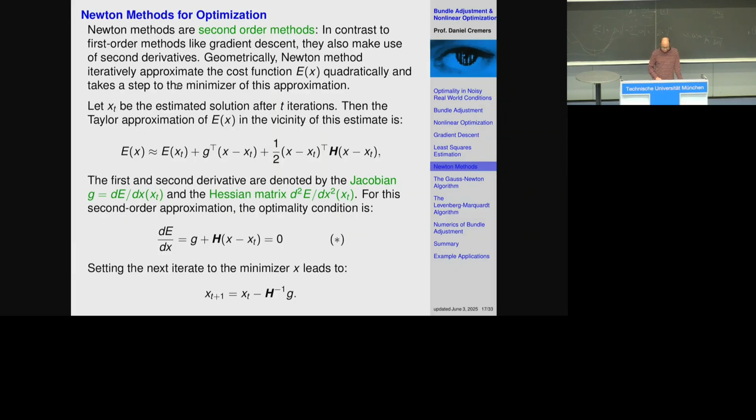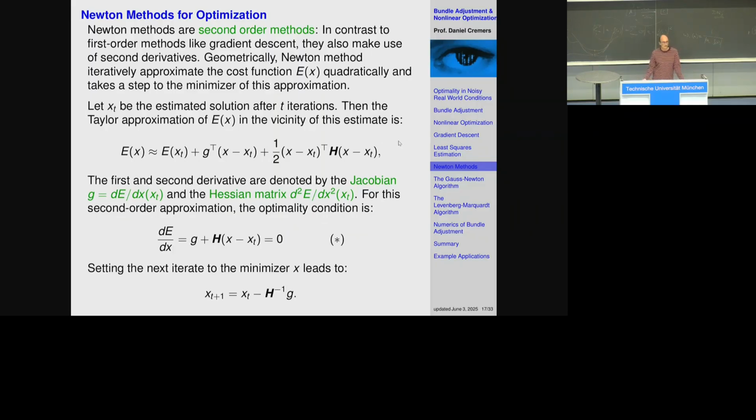Well, you all know how to fit a parabola. It's called a Taylor approximation. So you take your loss function, let's say E is the loss, and you approximate it iteratively. At iteration t, I have some point xt, that would be my initial point here, and I fit the first and second derivative. The first derivative at xt I call g. The second derivative is the Hessian matrix, which I call H. And then this is a quadratic fit.